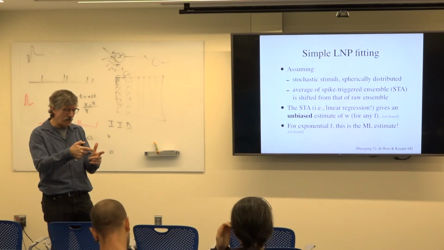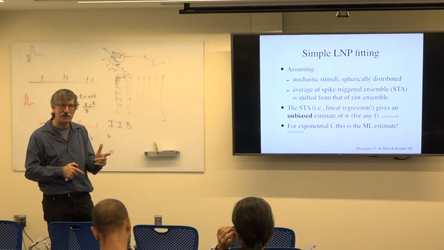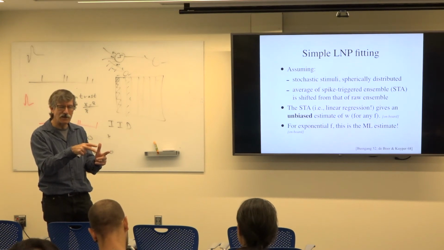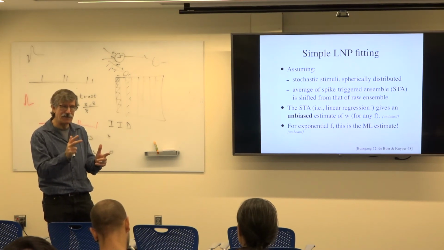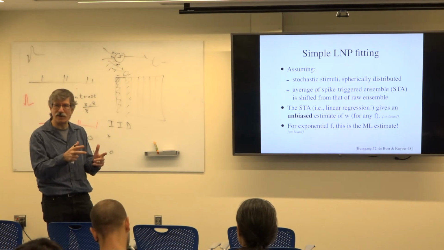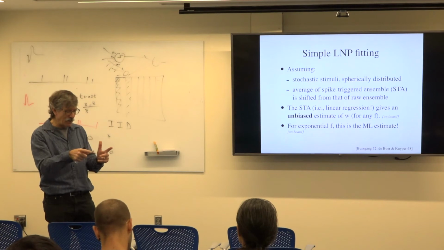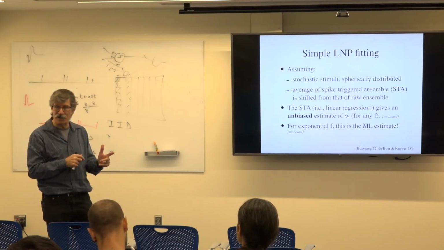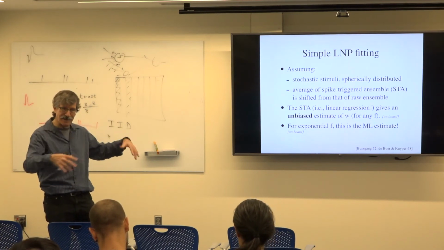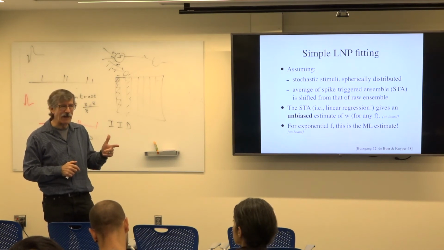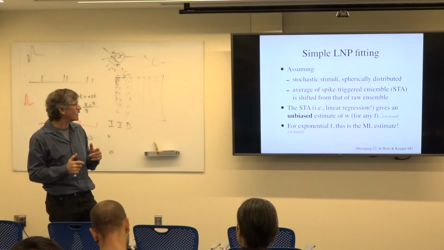Your stimulus has multiple dimensions. The distribution that you choose in that n-dimensional stimulus space is spherically symmetric. It doesn't have to be Gaussian. It just has to be spherical. And I'll come to why it has to be spherical in a moment. In other words, it's a function of distance from the origin. It doesn't have to decay like e to the minus x squared like a Gaussian does. It just has to be spherically symmetric.